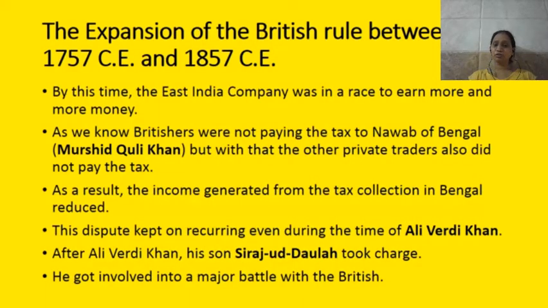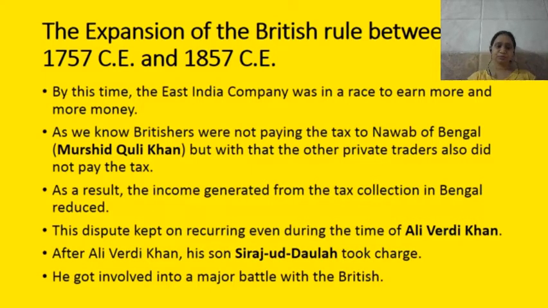The expansion of the British rule between 1757 and 1857. So from 1757 to 1857, this was a very important time span during which the Britishers very quickly expanded their rule, policy, economy and trade in India, and we will see how this happens.